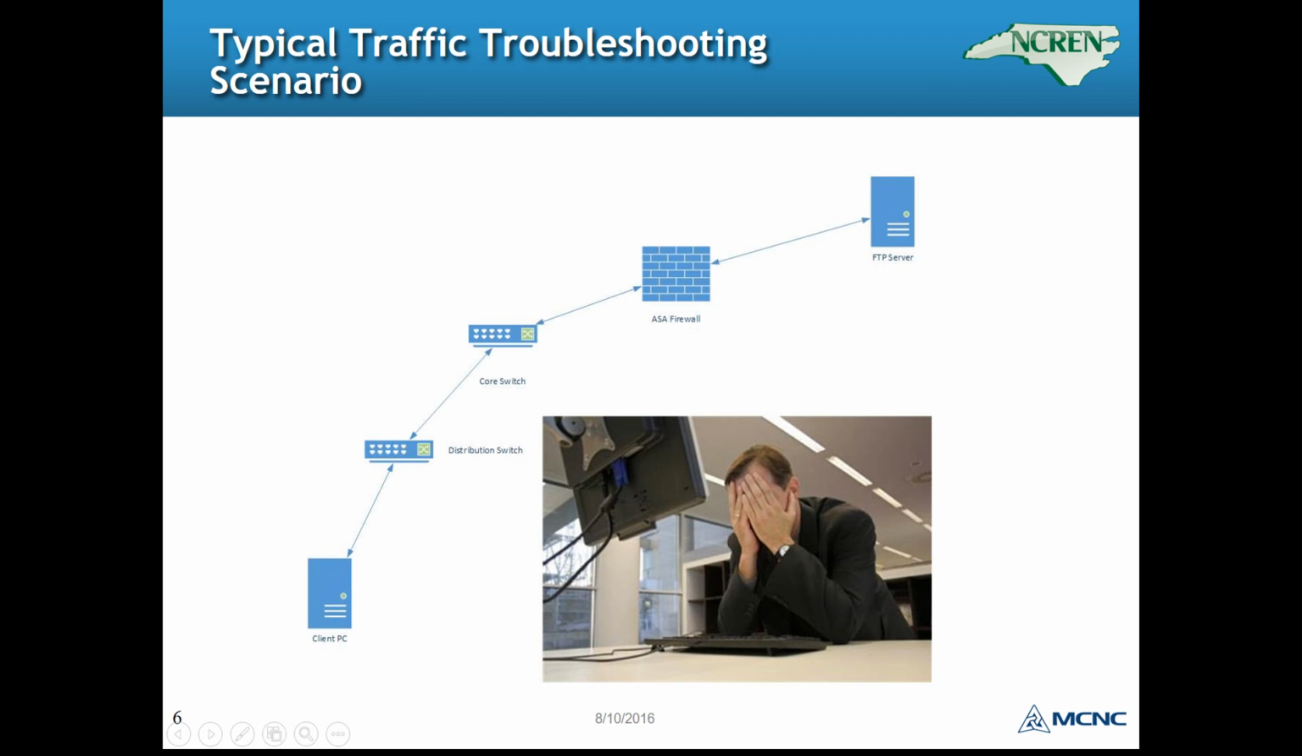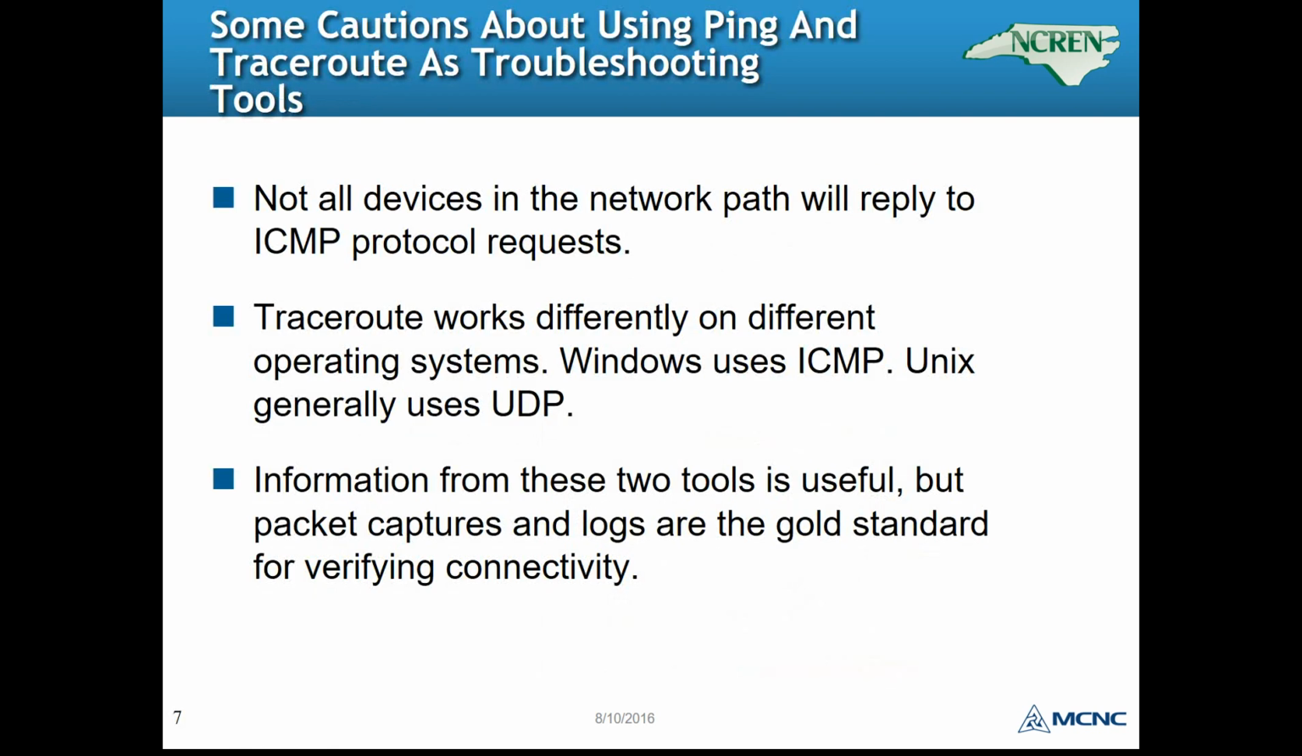Before we start talking about troubleshooting, one of the things I want to do is give some cautions about using ping and traceroute as troubleshooting tools. I threw this in here because I've had many personal experiences where I've been trying to troubleshoot traffic issues, and I have been led astray by ping or traceroute results. And I've seen other people get wrapped around the axle and look in the wrong place because they put a little too much faith in the results of these tools.